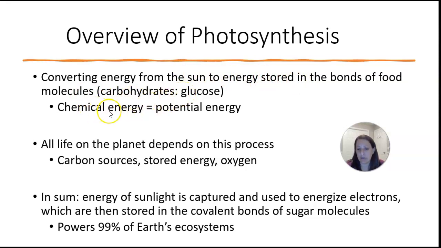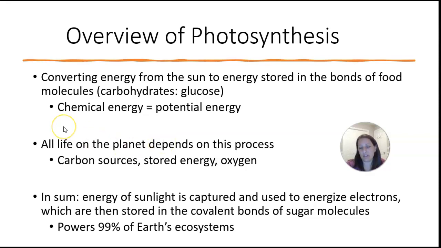Glucose represents chemical energy, which again is a source of potential energy. So between those bonds, between the carbon atoms, that's where the stored energy is. Okay, we already learned back in chapter 7 that glucose and other organic molecules can be broken down, and the energy that's stored, chemical potential energy, can be pulled out and made into ATP. Okay, all life on the planet depends on this process.